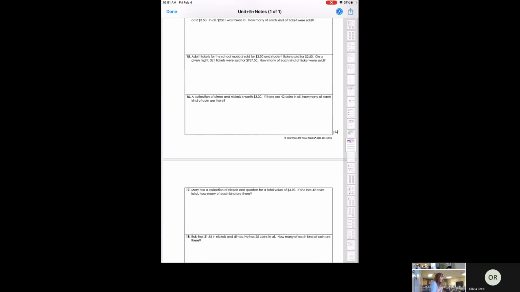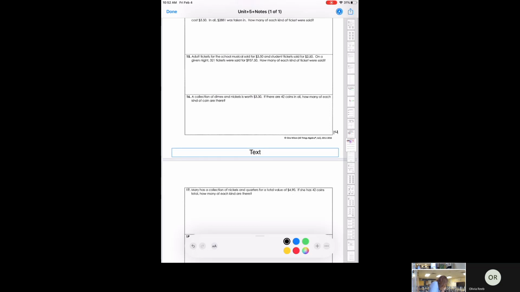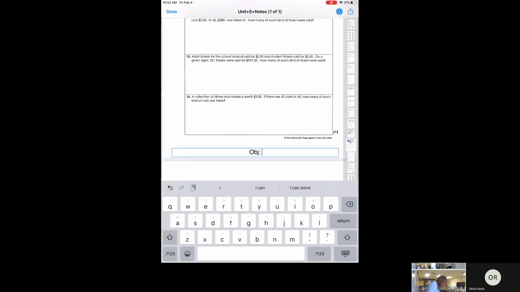Hello, y'all. Welcome to our last page of Systems of Equations word problems. Let's start with our objective. Today we're talking about coins problems. So our objective is, let's get a text box and bring it over here for the objective. Objective: I can solve systems word problems about coins. Today we're going to be talking about coins.